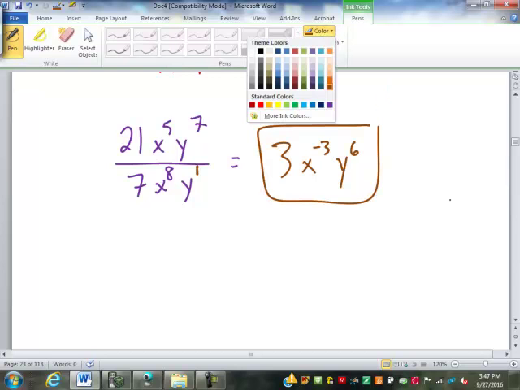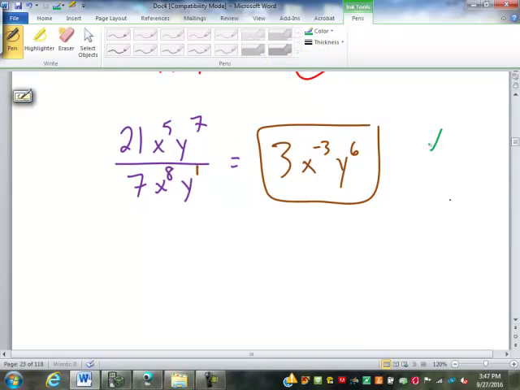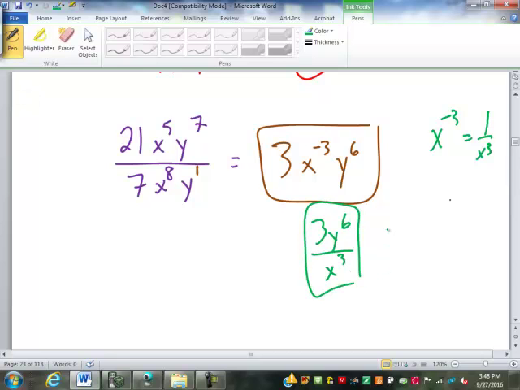But I know that x to the negative 3 is equivalent to 1 over x to the third. So I could write it like that with 3 y to the 6th on top and x to the third on bottom. My math lab will occasionally ask you to express this with all positive exponents. So when you get this answer, you have to convert it to this.